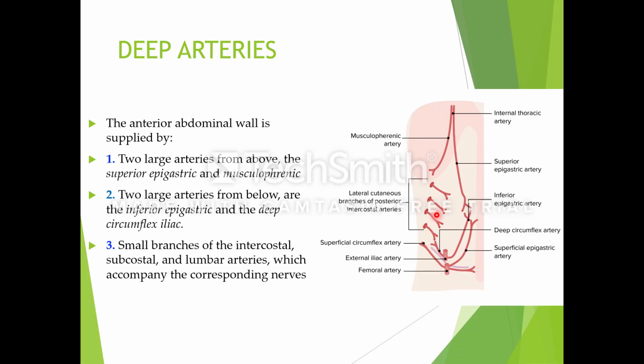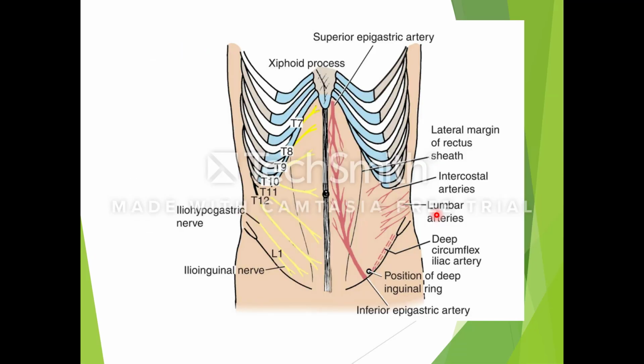Small branches which are the subcostal arteries and lumbar arteries will be present here. See here, this is the superior epigastric artery and this is the inferior epigastric artery. Then these are the lumbar arteries which are present, and intercostal arteries which are also present. There is a deep circumflex iliac vessel which is also present here.